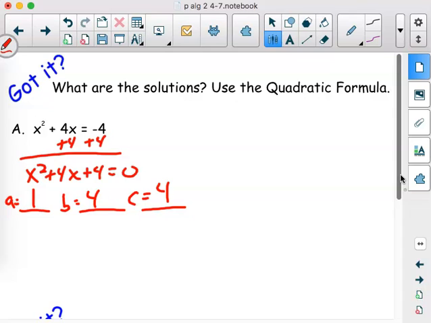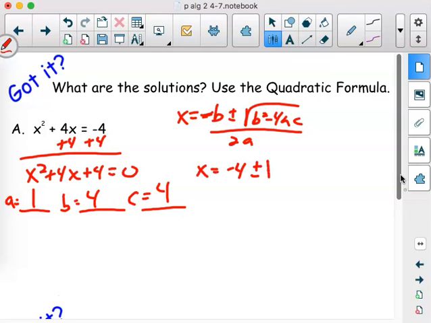And then we sing. X equals negative b plus or minus the square root of b squared minus 4ac all over 2a. Negative got a little carried away there. Now, I will need negative 4 plus or minus 4 squared is 4 times 4, which is 16, minus 4 times 1 times 4 all over 2 times 1, which is 2.